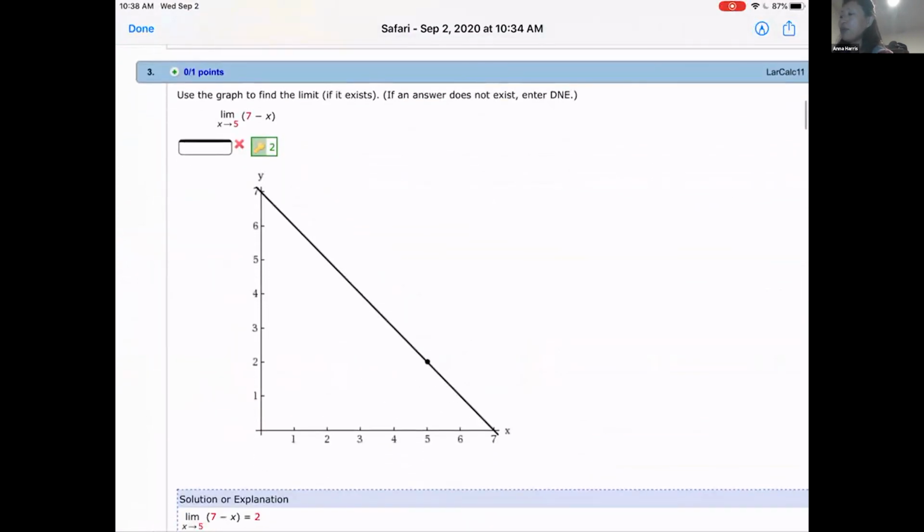All right, now look at this graph. Use the graph to find the limit if it exists. So they want to know at x equal to 5. So x equal to 5, that's my C. Where does this limit approach to? In this case, it's a solid. So my limit is the same as f of 5.